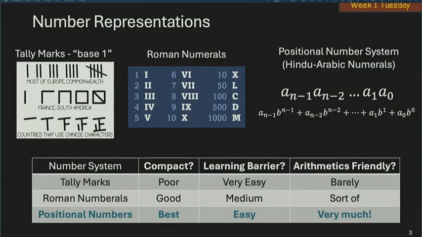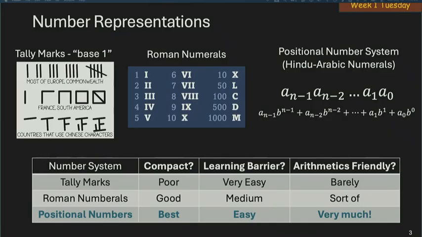And in a positional number system, there's a fixed number of numerals. Typically, it's 10, from 0 to 9. And you just have to put them in different orders to represent arbitrarily large or small numbers. If I were to compare these two representational schemes, I would compare them in terms of how compactly they can represent numbers, what the learning barrier is for the whole society to accept these representations, and whether they are arithmetic friendly.